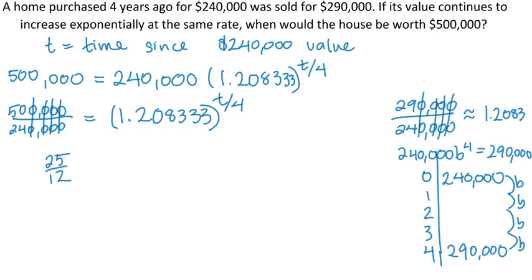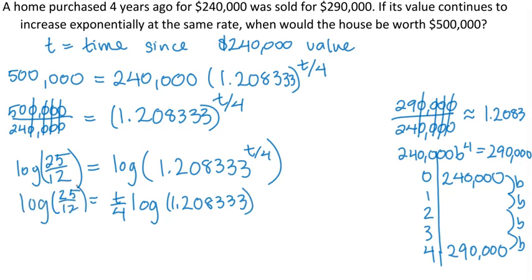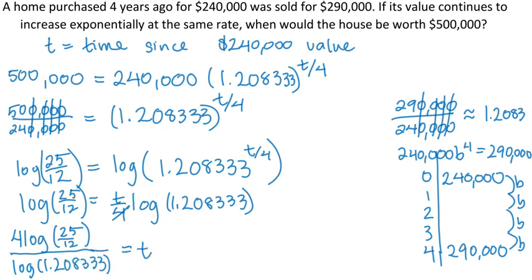So I'm going to introduce a log in this step as well. I'm going to take the common log of both sides. Log of 1.208333 to the t over 4. That allows me to bring the t over 4 down to the front. And then we can multiply both sides by 4 to get rid of the 4. And we can divide both sides by the log of 1.208333, and that will give us our answer.